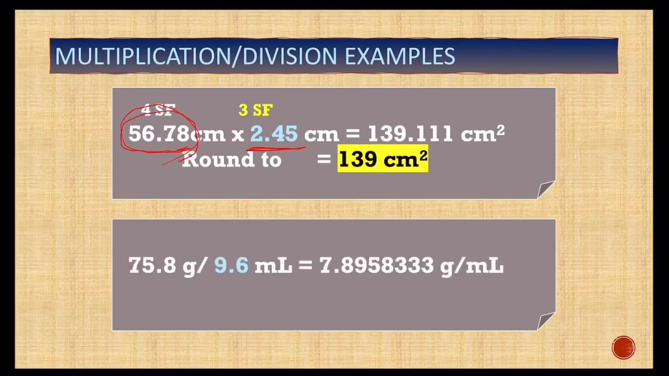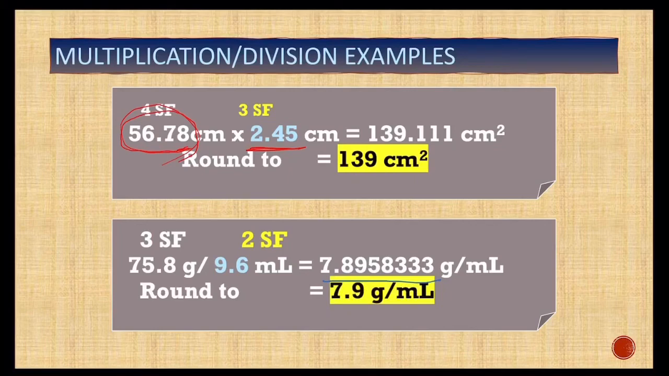Final example, we're dividing 75.8 grams divided by 9.6 milliliters. So our first value has 3 significant digits, 75.8, all non-zero integers. 9.6, also non-zero integers, 2 significant digits. Even though this is our calculator answer, we can't keep it all, okay? So 2 significant digits is what we have to round to. So 7.8958333, we're going to round that to 7.9 for 2 significant digits in our final answer. And then don't forget the label, grams per milliliter. And that's it for the rules of significant digits and calculations.